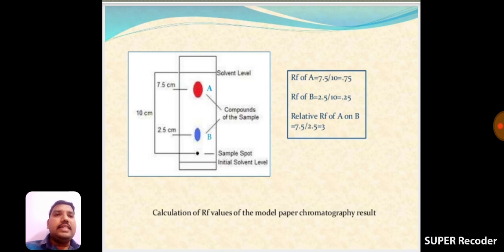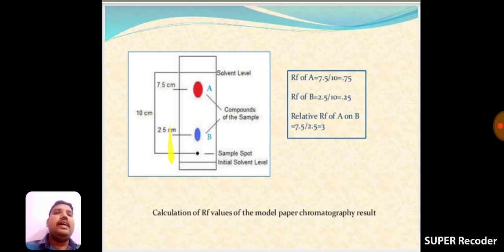Okay, this is the calculation of the RF value: the RF of substance A, the RF of substance B, and the relative RF of A and B. This is the position of the components of the sample. This one is sample A, this one is sample B. This is the sample spot, and this is the initial solvent level. From the sample spot, B moves 2.5 centimeters and A moves up to 7.5 centimeters.